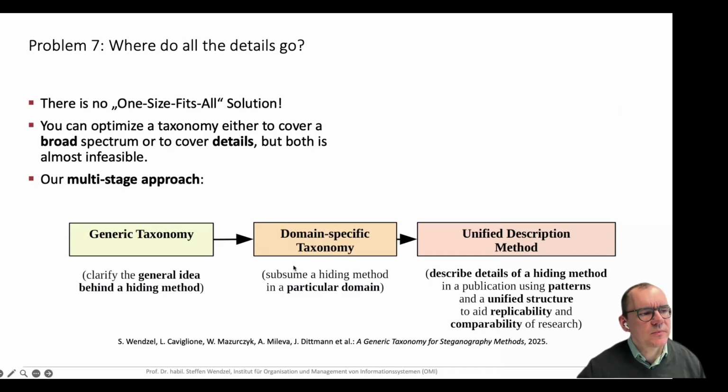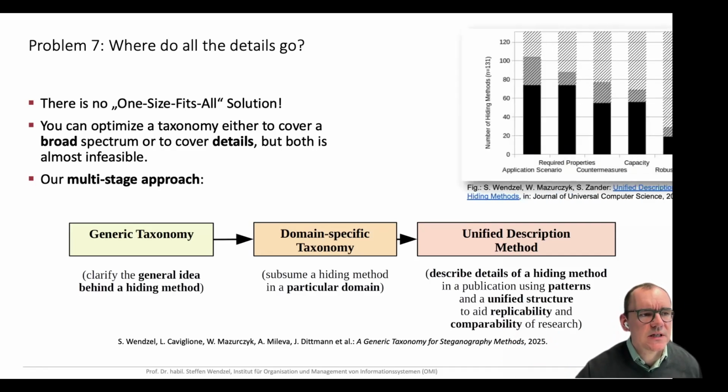However, we have foreseen domain-specific taxonomies, see the paper, that can be extended with more sub-patterns and so on. So feel free to propose additional sub-patterns for these sub-taxonomies. And for the very detailed things, because the taxonomy is usually quite generic, you might want to also describe things like channel capacity, detectability, robustness, things like that. We have foreseen a unified description method.